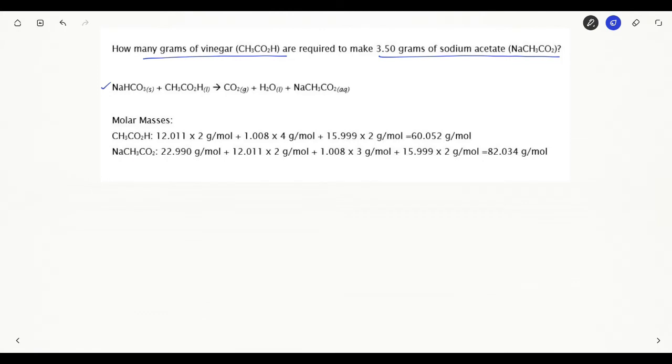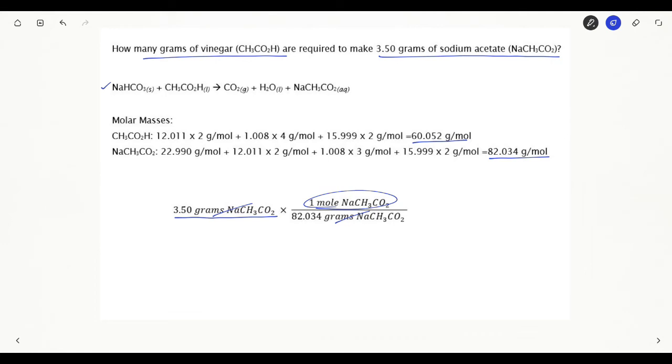Now let's get some molar masses. I'm going to get the molar mass of vinegar and sodium acetate. I grab my periodic table. Here are my molar masses. Now I'm ready to do my stoichiometry. I'm going to start with what I was given, my 3.5 grams of sodium acetate. And again, because I know stoichiometry must be in moles, my first step is to convert grams of sodium acetate into moles of sodium acetate. Here is my molar mass, my grams cancel. Now I have moles of sodium acetate.